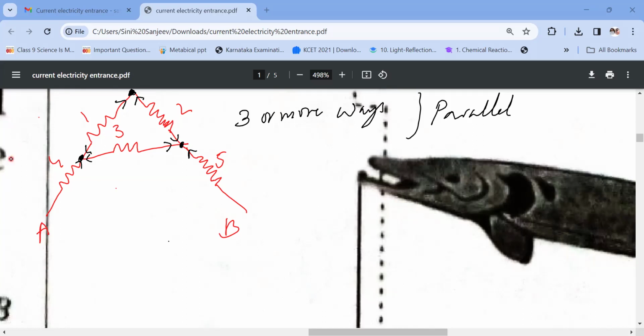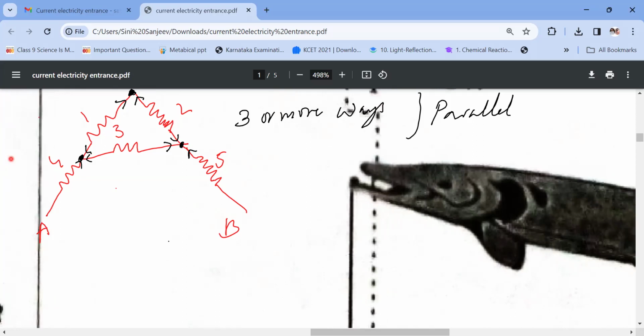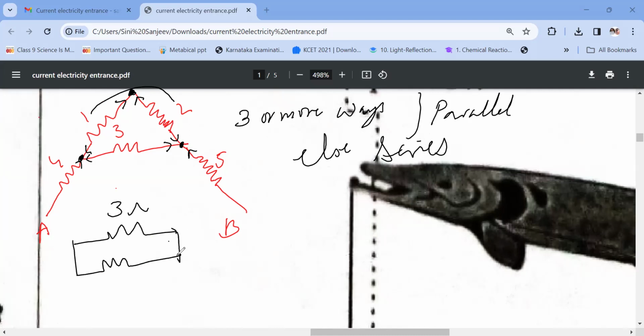So this 1 ohm and 2 ohm are in series, because this is a bent wire. Here current can enter only in how many ways? 2 ways. Because we know that if it's 3 or more ways, it is parallel, else series. Else series. So this 1 ohm and 2 ohm are in series. So 1 plus 2, 3 ohm. Correct? And this 3 ohm is parallel with what? Another 3 ohm.